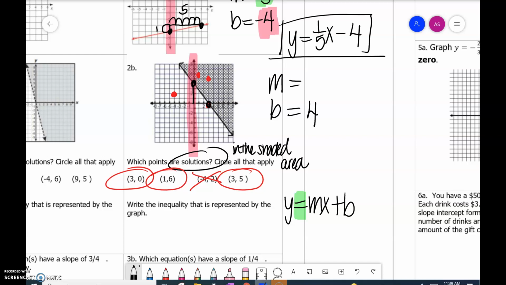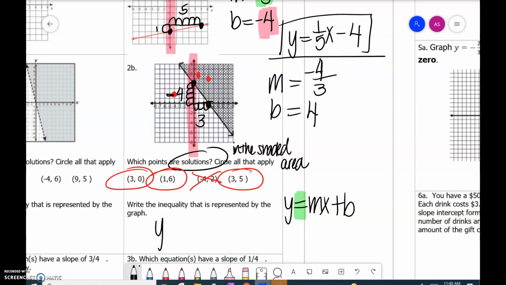And I'm going to count my rise over run. So I have 1, 2, 3, 4. And I'm going over 1, 2, 3. Also keep in mind, I'm looking at this line here, and this line is negative. So make sure you include the negative on your slope. So my slope is -4/3. And now I'm ready to write my inequality.